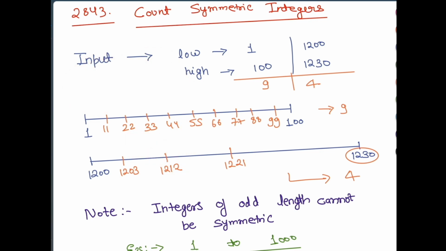And when we say it is the same, we can also say that if the sum in the left part is 3 and the sum in the right part is 3, the difference is 0. So if we don't have a difference between the sum of the left part and the right part, then it is a symmetric integer.